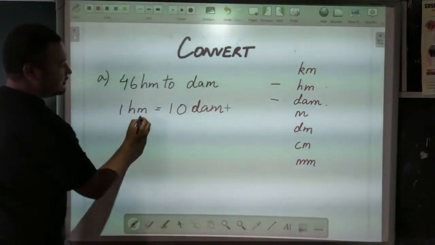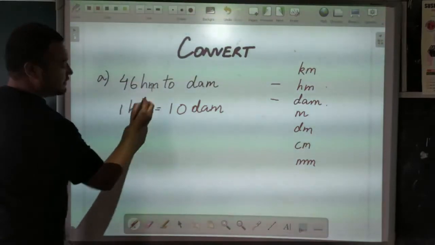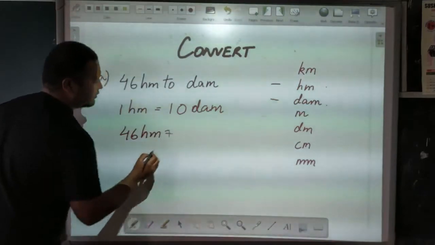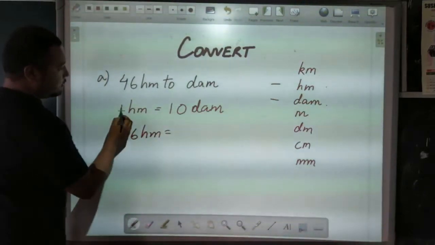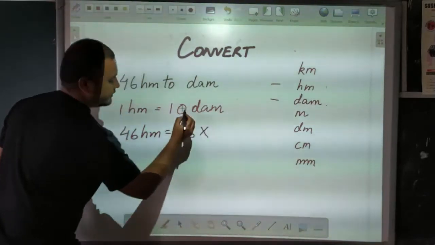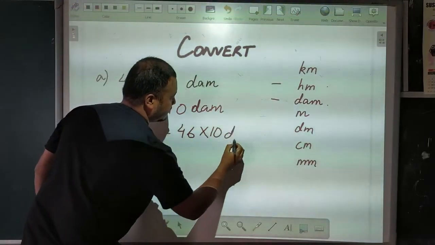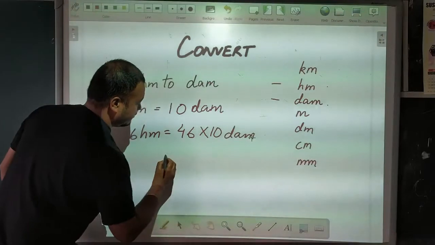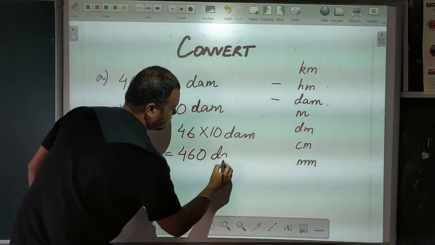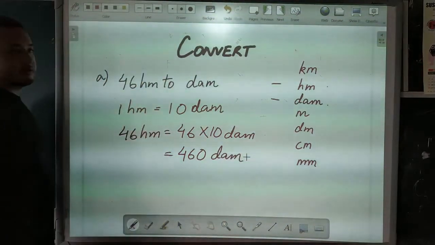But it's not 1 hectometer we are talking about. We are talking about 46. So 46 hectometers is equal to, now instead of 1 we have 46, so 46 multiplied by 10 decameter, which is equal to 460 decameter, like this.